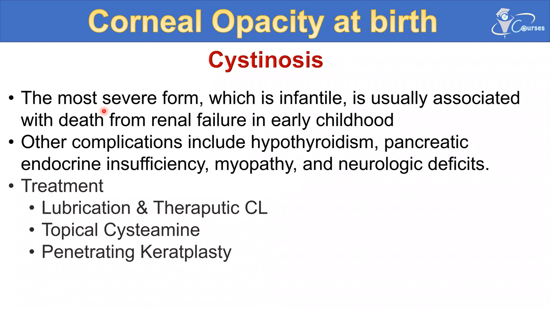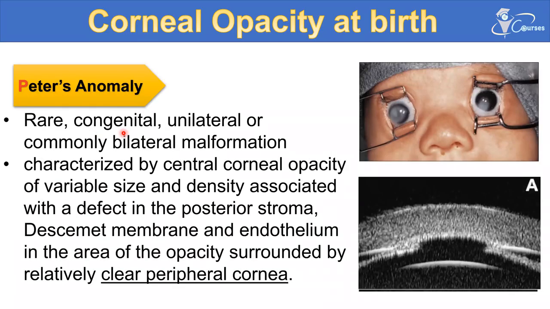Okay, so again, we are now speaking about the differential diagnosis of corneal opacity at birth. So we said STUM, S-T-U-M. So what we have next is the P. What is the P? It is Peters anomaly. Peters anomaly is a rare, congenital, unilateral or commonly bilateral malformation. So in most cases, those patients have bilateral disease, but you can see that it is asymmetrical.